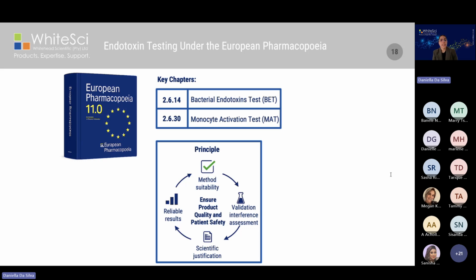This includes evaluating potential interference, confirming acceptable recovery, understanding the assay limitations, and validating the overall testing strategy. Regulators are interested not only in whether testing was performed, but whether the testing approach is scientifically appropriate and capable of generating reliable results. Ultimately, compliance is about demonstrating confidence in the testing process as well as the data that is being generated.